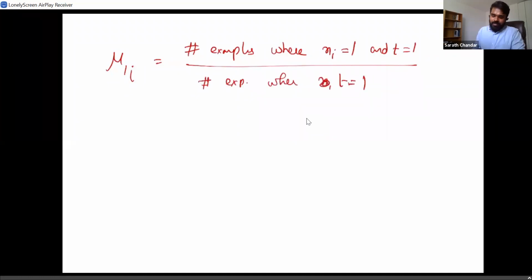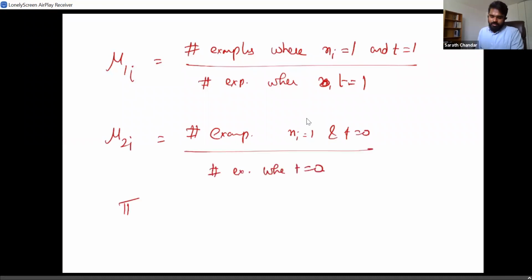Okay, so similarly you could also write for mu_2i. I'm not deriving it, so you could derive it, and it is the number of examples where x_i is equal to 1 and t is equal to 0, divided by the number of examples where t is equal to 0. Now you could compute pi by yourself. Pi is going to be the frequency of classes. It's the same as the continuous case.